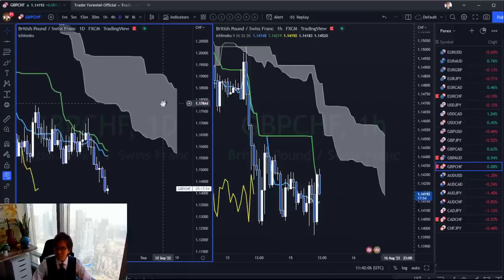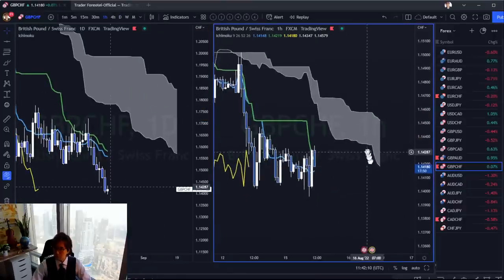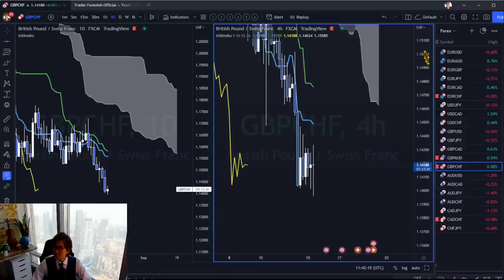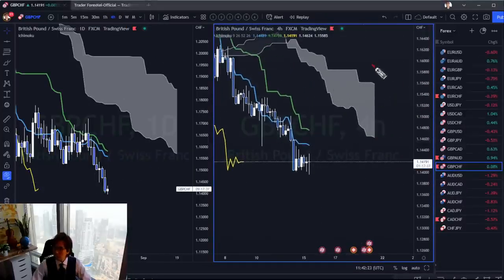So pound Swiss franc daily is nicely trending down. 4-hour is also trending down. Both time frames are showing. Sorry, this is not 4 hours. Sorry, 1 hour. So again, 4-hour is down. Kumo Senko Span B down, A down, Kijun Sen down in the 4-hour, and daily time frame Kumo is also down. Kijun Sen is down too.